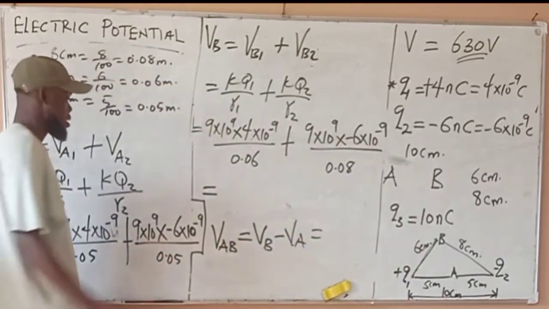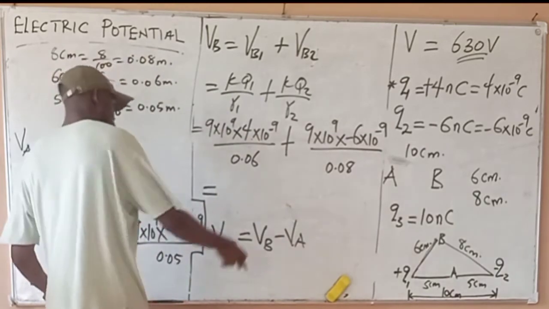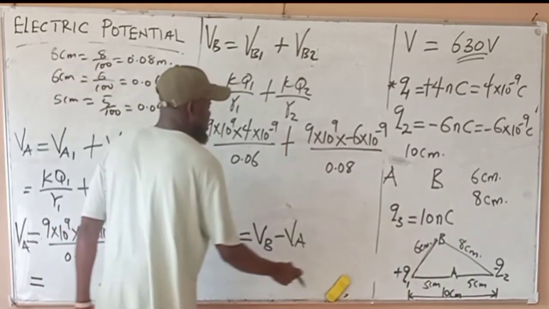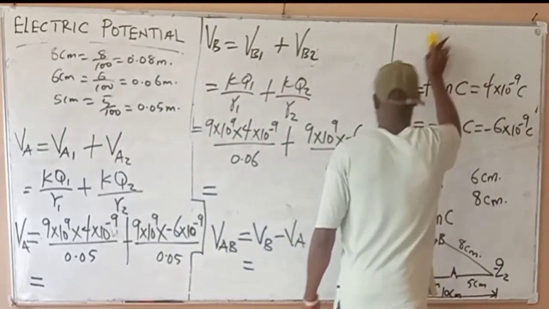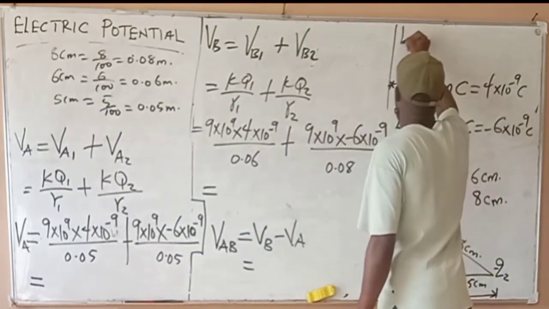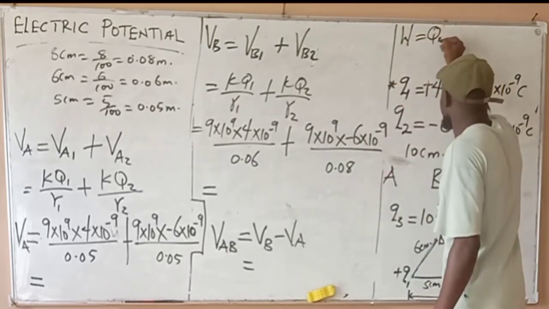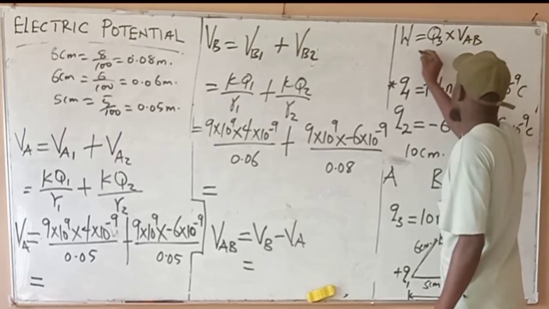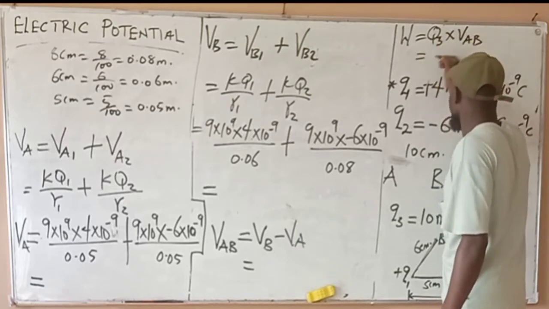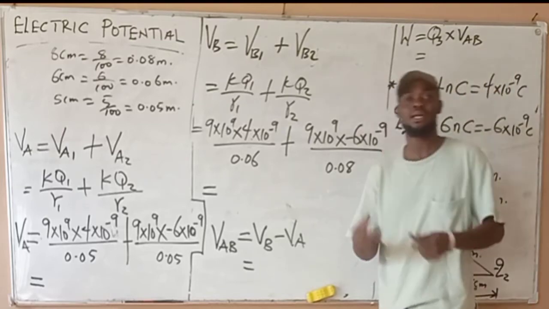You are going to have an answer. If you calculate VB, where's our VB? You have it. Where's our VA? You have it. Now, what will be the work done? The work done, or change in potential energy, will be the charge Q3 times the potential difference between point A and B. So we have our Q3 here times this potential difference, and we are going to have our answer.